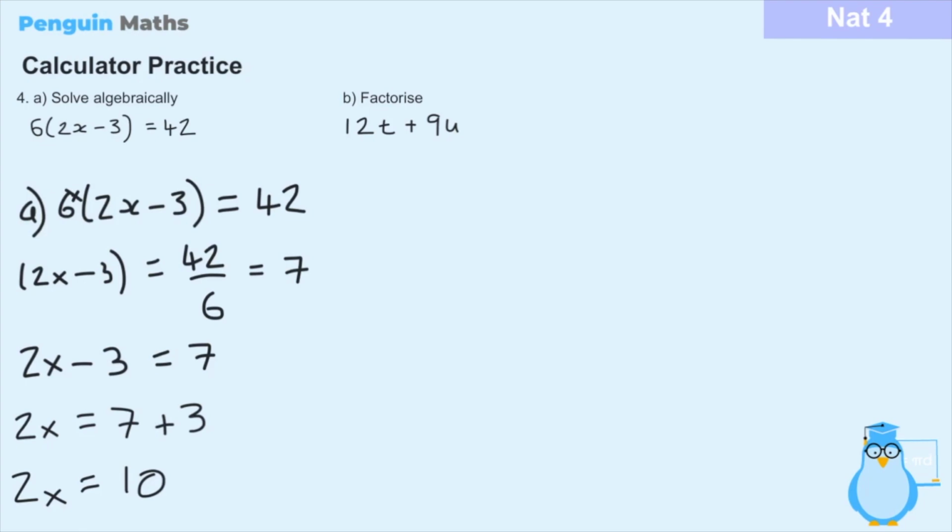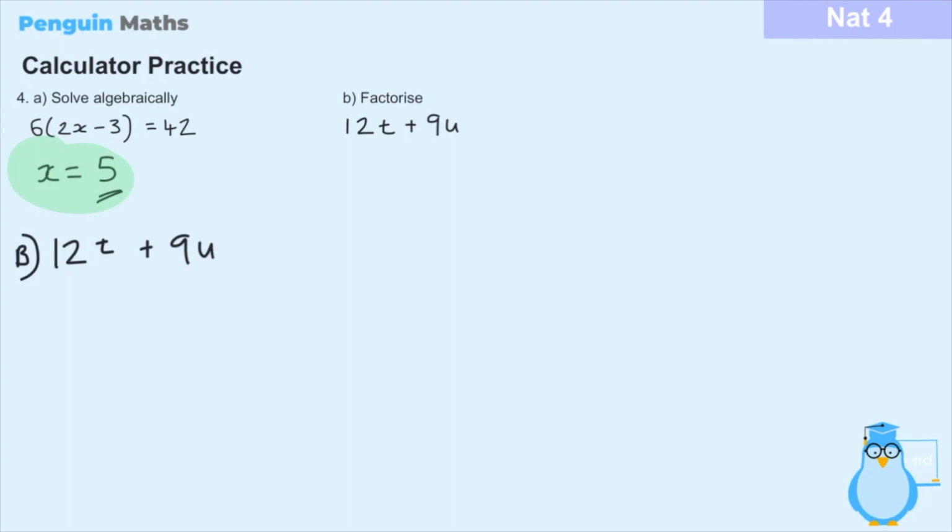And if 2x is equal to 10, well now all we have to do is get rid of the 2. And because 2x is the same as 2 times x, we can take the 2 over, and instead of multiplying on one side, it's going to be divided by on the other side. So if we have x is equal to 10 divided by 2, that means that our final answer is just x is equal to 5.